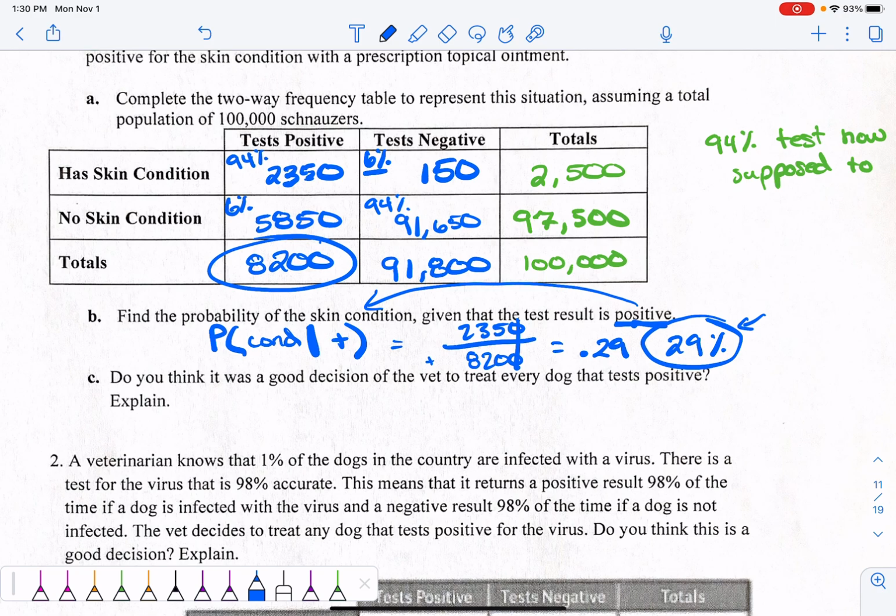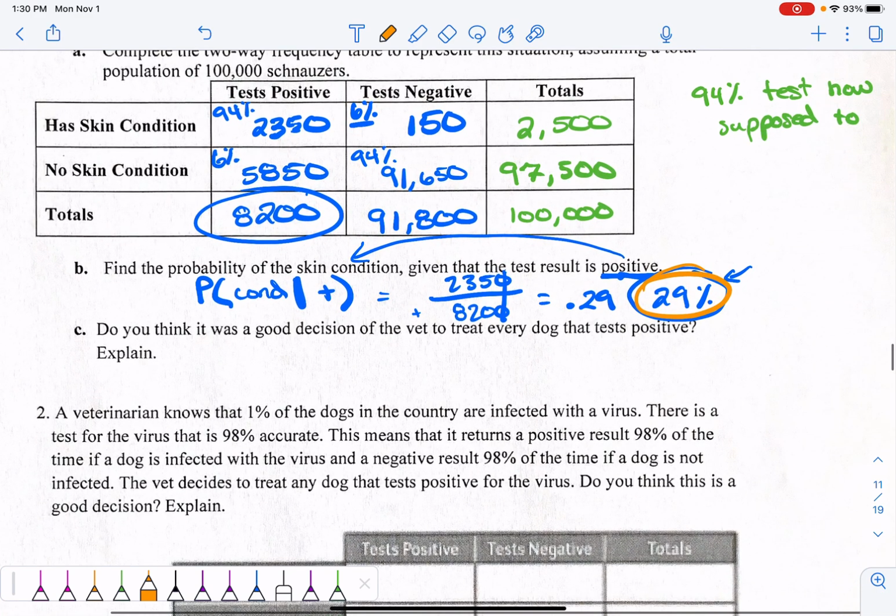So I guess it kind of depends on how invasive the treatment is. Is it going to be injections that they get, or just an ointment treatment? If it's an ointment that's not going to harm them, you might as well give it to them. But looking at the numbers, only 29% of the dogs that test positive actually have the condition. So just by looking at the numbers, not even thinking about the treatment, it's probably not a good idea to treat everybody.